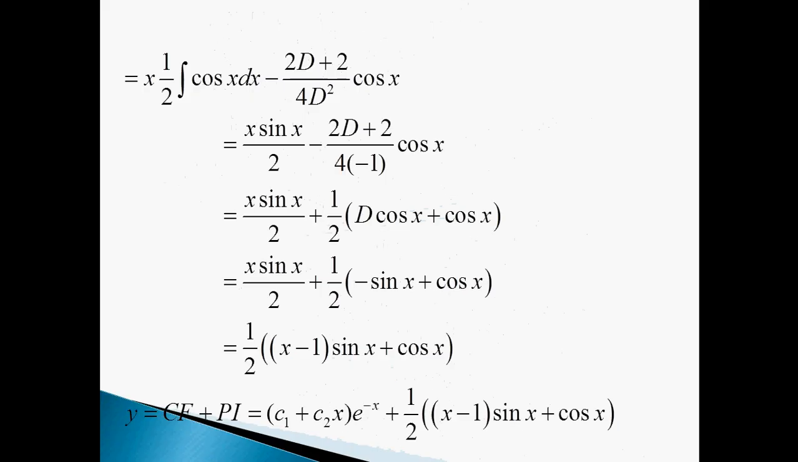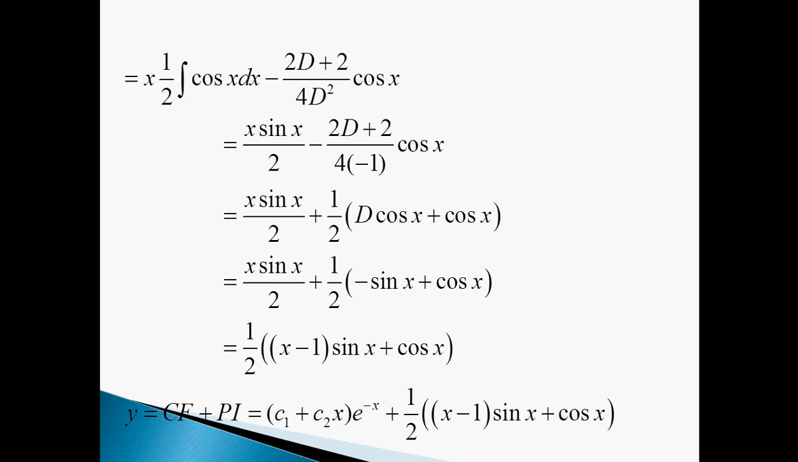On solving, we get x cos x upon D. It means we have to integrate. 1 upon D means integration, so we integrate cos x minus (2D plus 2) upon 4D square. Here we again put in place of D square as minus 1. We get x sin x upon 2 after integration, minus (2D plus 2) upon 4 into minus 1, cos x.